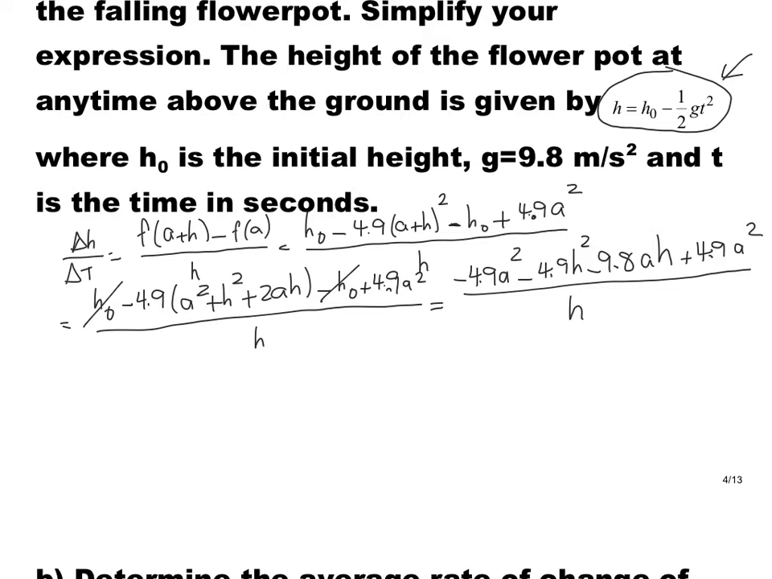Now negative 4.9 A squared and 4.9 A squared are going to cancel each other out. I have an H in the denominator, so I factor H out and then cancel it with the denominator. So I get this is equal to negative 4.9 H, because one H goes with the square, minus 9.8 A. So this is my rate of change at point A in terms of H.